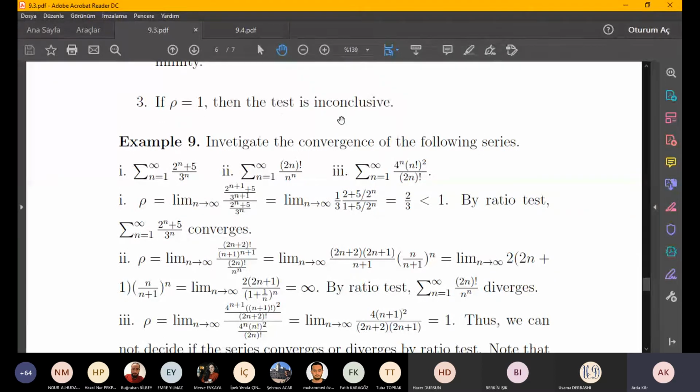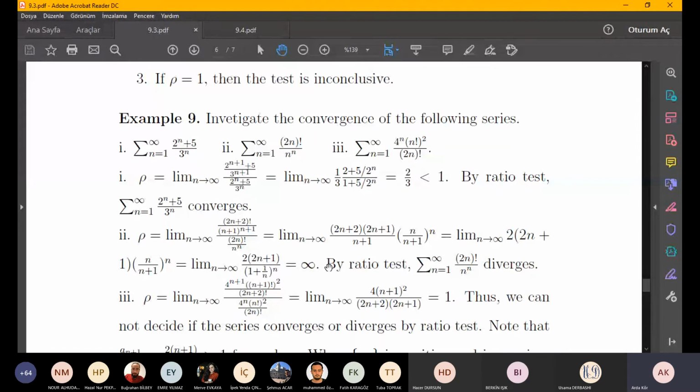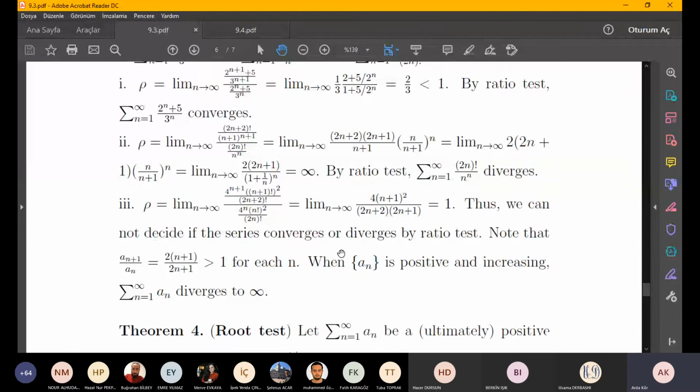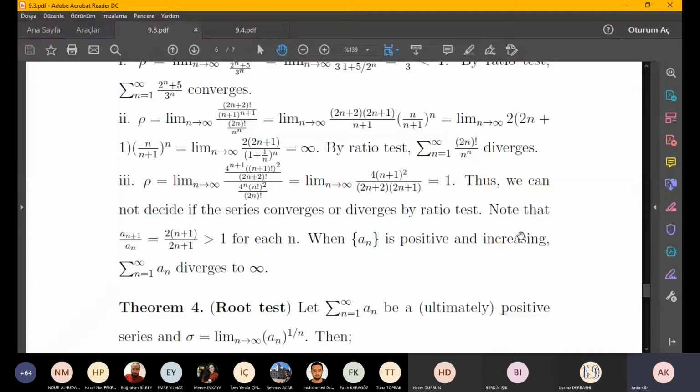But that says the test is inconclusive if your rho is equal to 1. So if you find out that rho is 1, that means we cannot decide if the series is convergent or divergent by using the ratio test. So here we try to find out the behavior of the series.